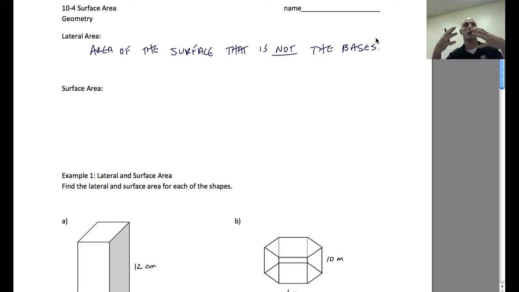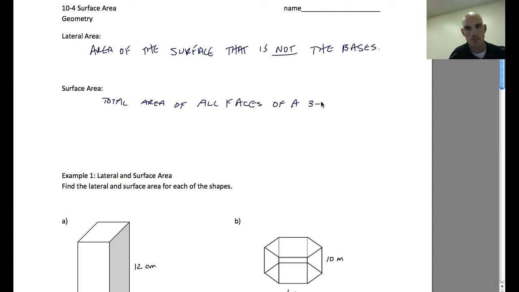So in a prism, it would be everything but that pentagon that's in the pentagonal prism. Okay, so the lateral surface area is all the stuff that makes up the sides that are not the bases. And the surface area is the total area of all the faces of a 3D shape. And so the formulas that I'm going to show you are basically what we've been doing already and just adding them all up. Okay, and so let's look at example 1.